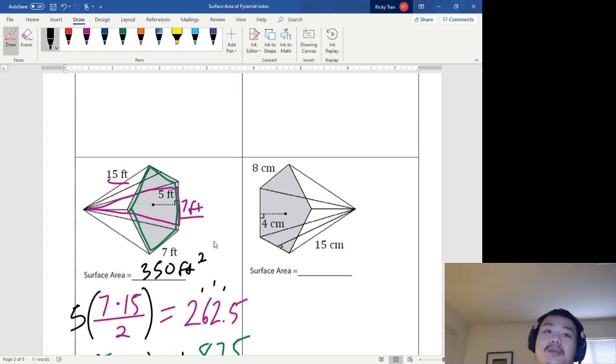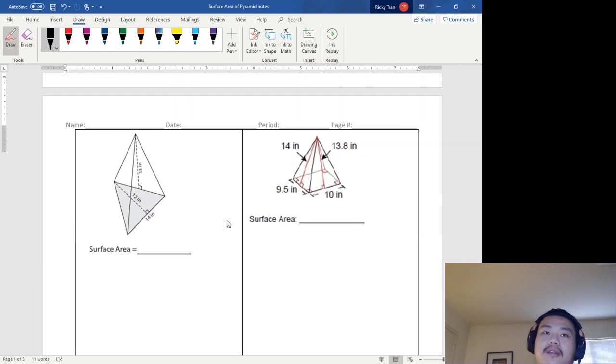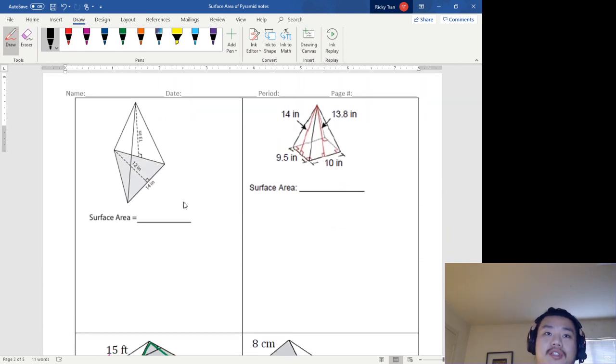All right, very similar process. It's just understanding how many are on the top and all that good stuff. Okay, nice and easy. So I'm gonna go back and we're gonna finish these.